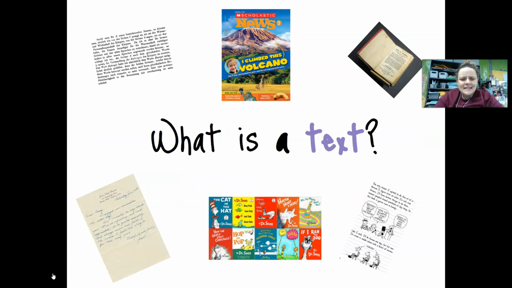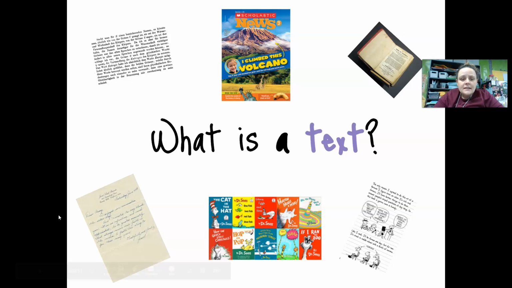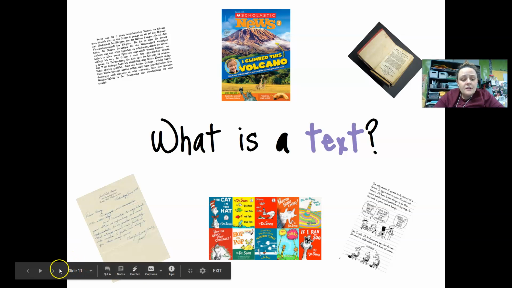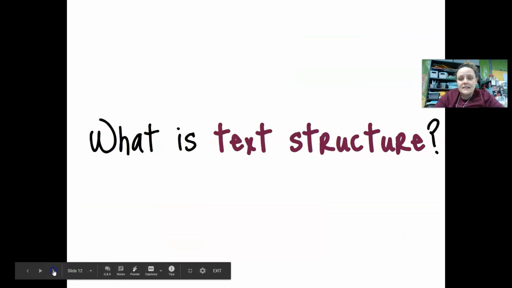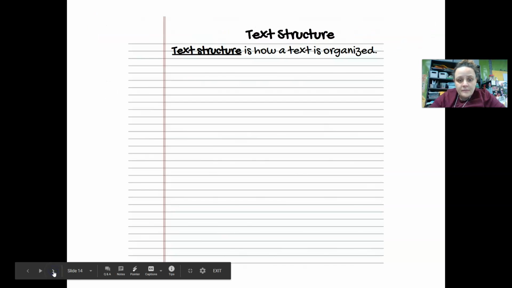Well, what is a text? A text is anything with writing and words. These are some examples of different types of text: magazines, paragraphs, books, letters, those are all text. So what is text structure? Well, text structure is how a text is organized. Authors have to make decisions about how they're going to organize their writing.